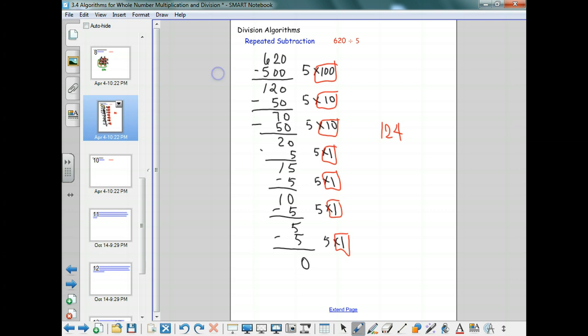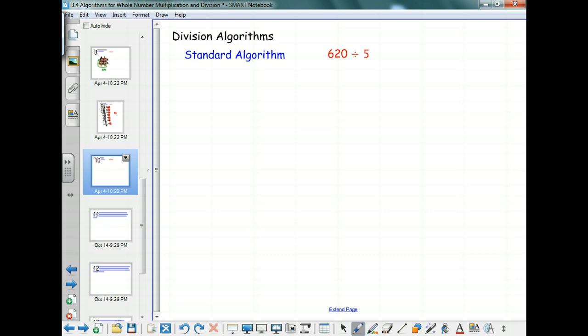Now, let's take a look at the standard algorithm, which you all know and love, because it actually means that you have to know your multiplication tables in order to do it. So we're going to divide by 5, and you actually have to say to yourself, 5 times what equals 6, or as close as I can get. 1, right? How many times does 5 go into 6?